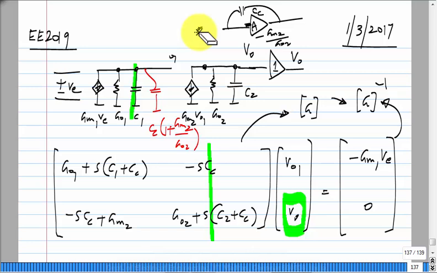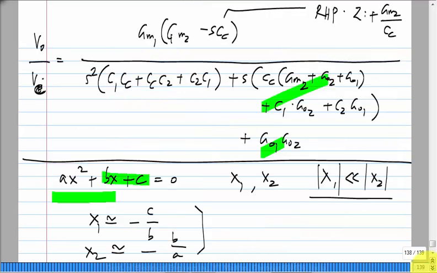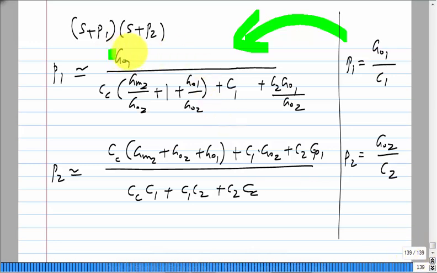Where would the pole be? GO1 divided by the sum of these capacitors, okay? And that's exactly what you see, right? Sorry, that's not exactly what you see, that's approximately what you see. GO1 divided by C1 plus Miller multiplied CC, okay? You understand? So although the analysis results look complicated, the Miller effect intuition was correct.